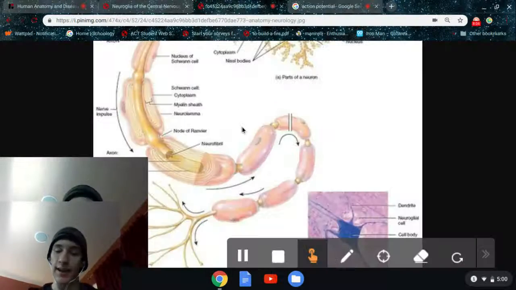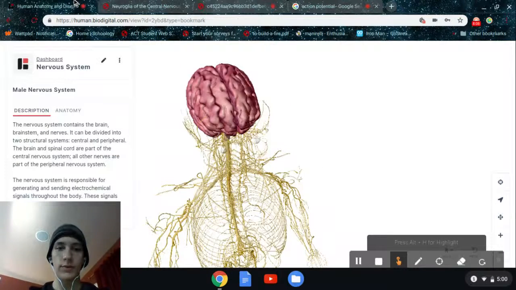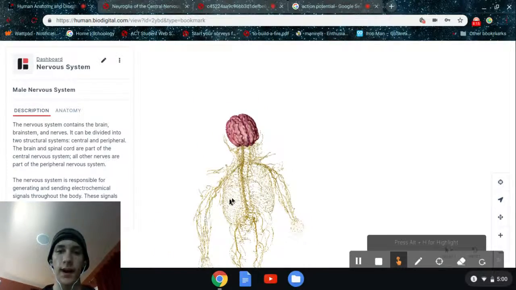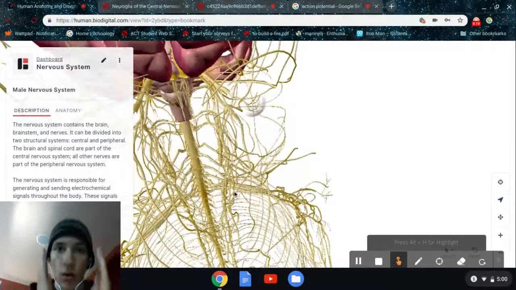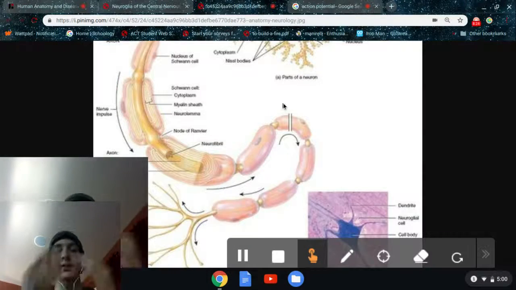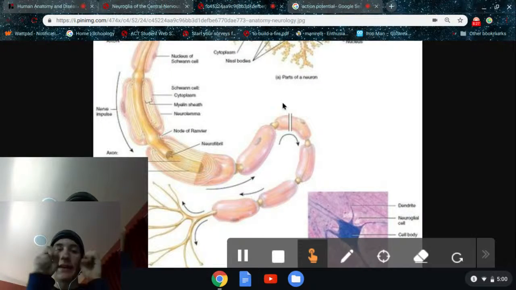So yeah, and there are motor neurons which go from the brain and spinal cord straight to your muscles or glands. A motor neuron will always activate a muscle or a gland. On a muscle, it'll make it change shape. On a gland, it'll make it release something.